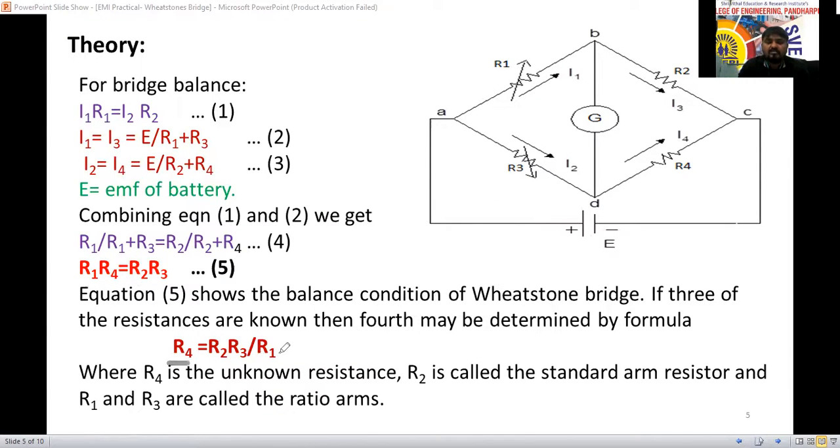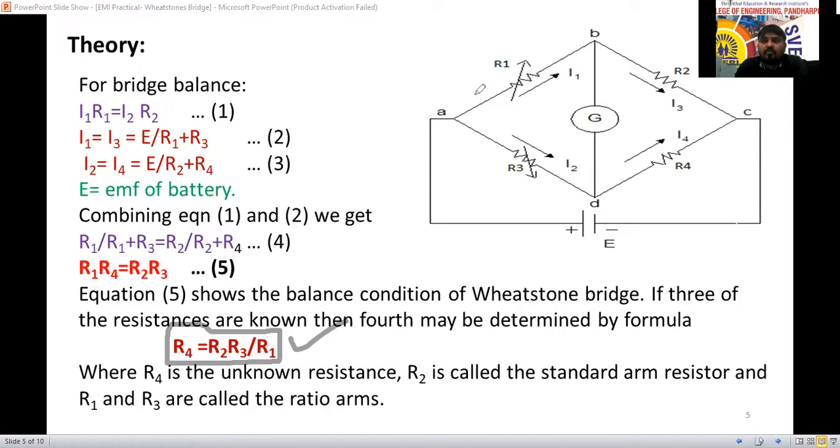So the unknown resistance formula, all of you note down: R4 equal to R2 R3 divided by R1. Note this formula. We are going to do the practical, so you have to sit down with pen and paper. Observation table is there. I am not going to use the readings; you have to note them down and write in the write-up part. So this is the formula we are going to consider here.